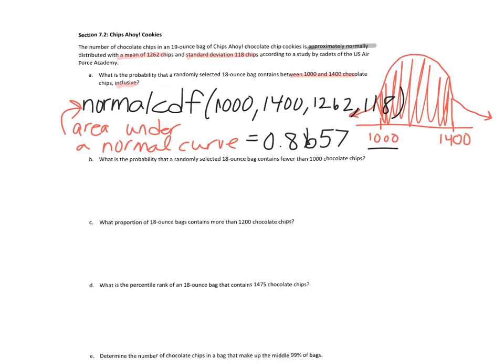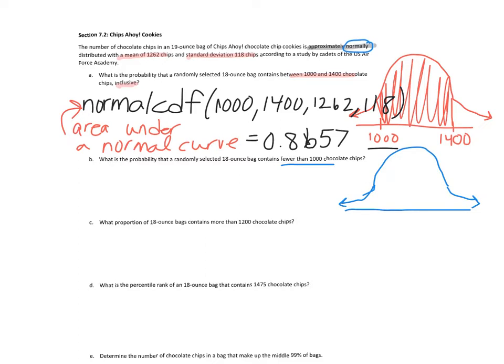All right, let's look at our next example. What is the probability, again, probability is area, that a bag contains fewer than 1,000 chocolate chips. All right, so if this was a discrete random variable, and we know it's not because it says it's normally distributed, like a binomial random variable, we would have to translate fewer than 1,000 chips to less than or equal to 999. But because it's normally distributed, we don't care about that.